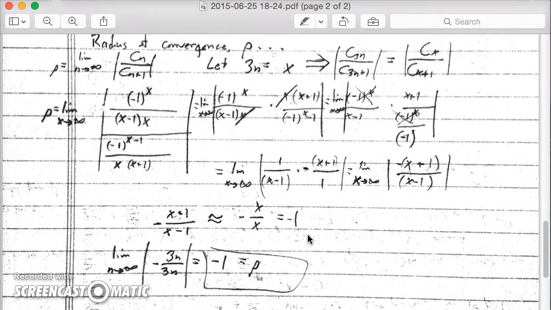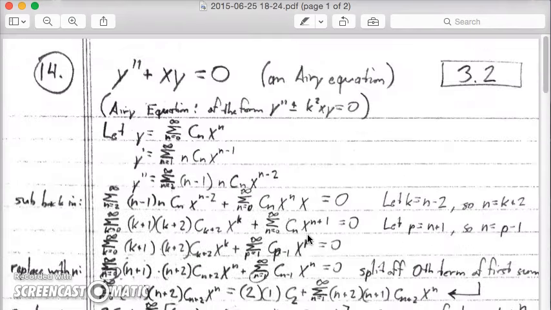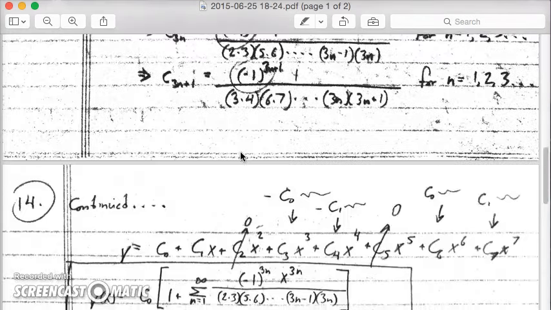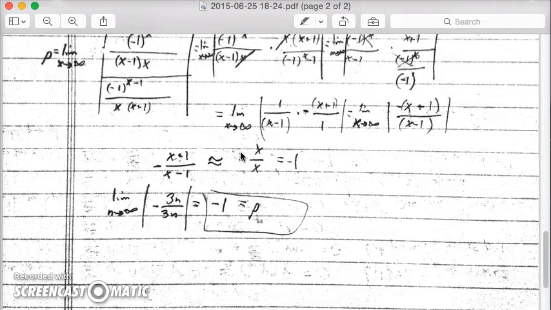So this also confirms my research, where I believe the Airy equation said something about it between P of x and Q of x, it does converge to at least one of those. And so, yes, it does converge to -1.